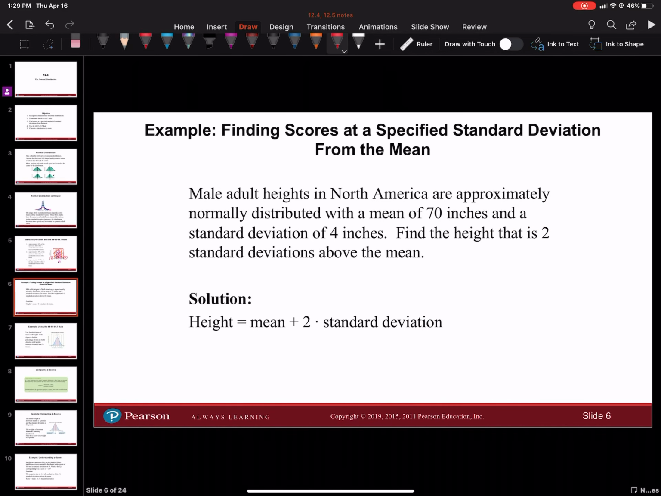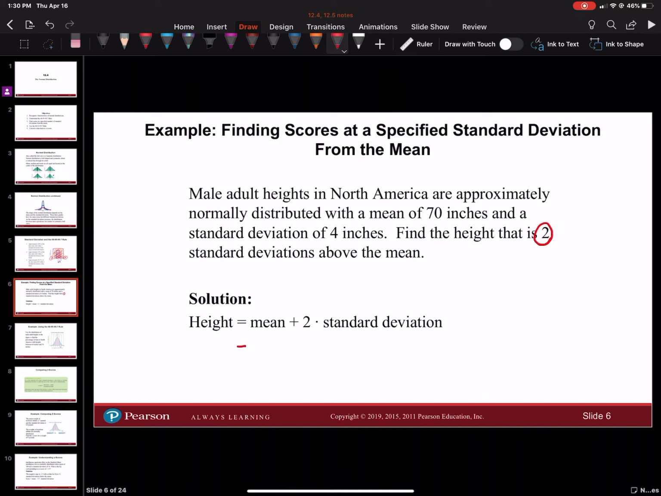Now, finding scores at a specific standard deviation from the mean. Male adults' heights in North America are approximately normally distributed with a mean of 70 inches and a standard deviation of 4 inches. Find the height that is 2 standard deviations above the mean. So basically, height is equal to the mean plus 2, because it's 2 standard deviations above the mean, times the standard deviation.